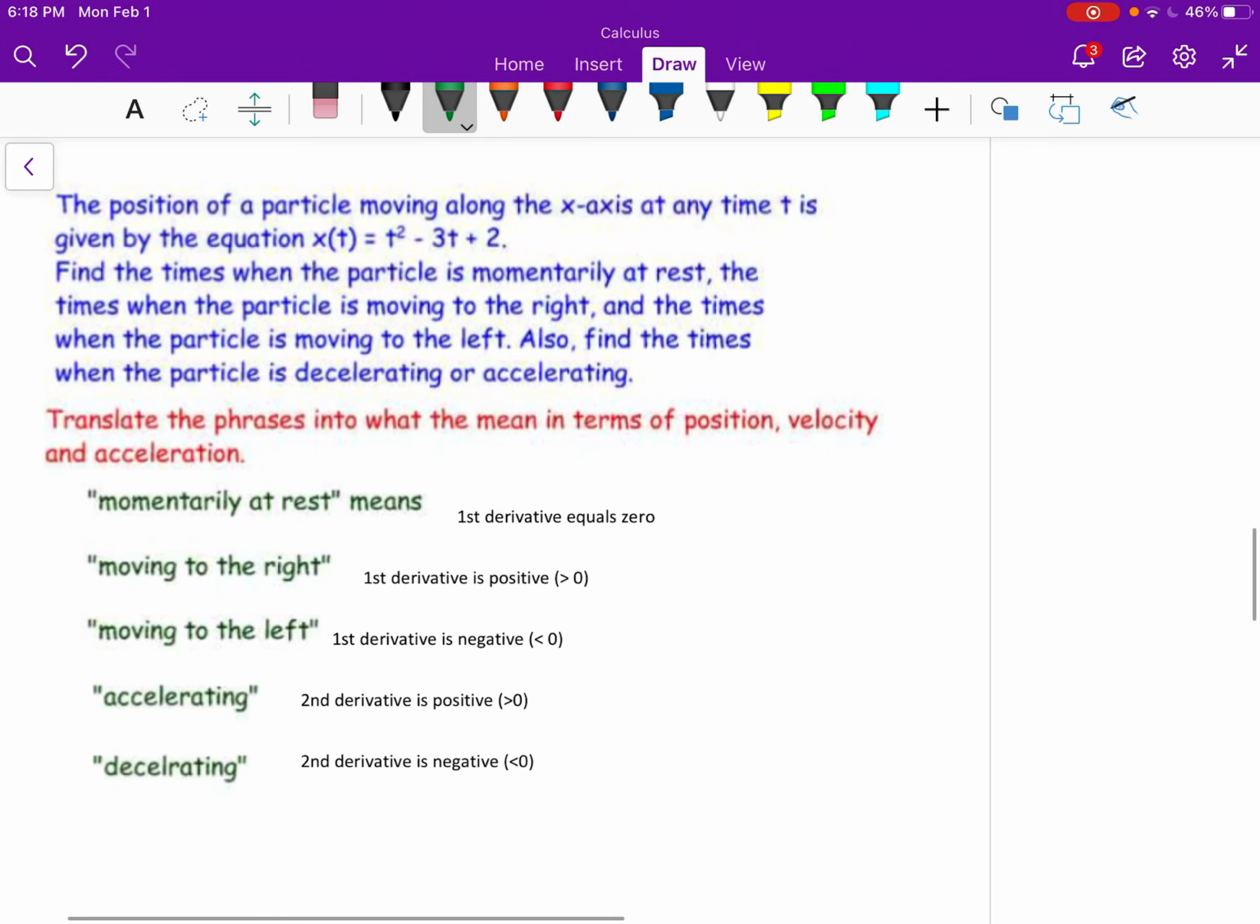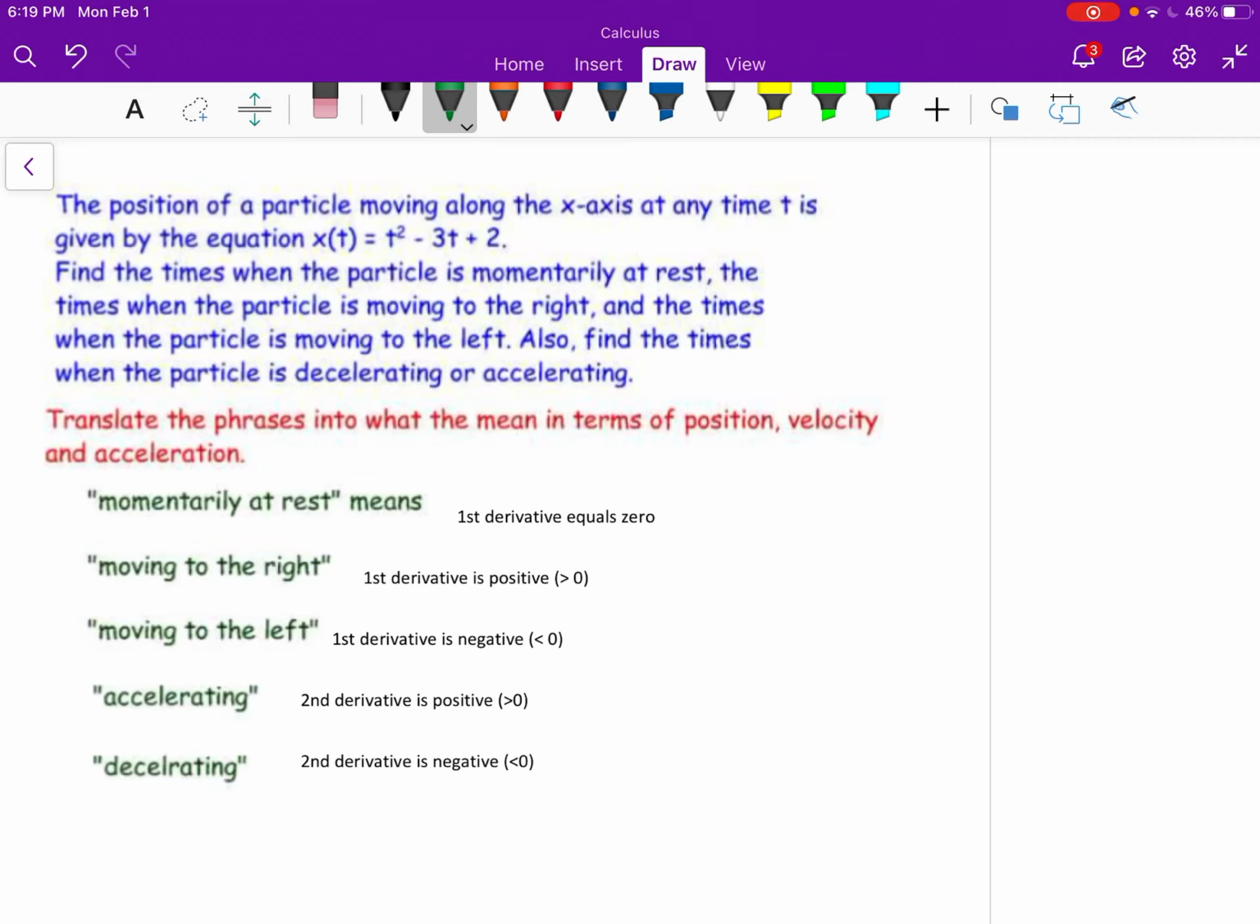Okay. We're going to talk about a few things here. When you read through problems or think through some problems, you know what it's asking about. It says the position of a particle moving along the x-axis at any time t is given by the equation x of t equals t squared minus 3t plus 2. Find the times when the particle is momentarily at rest, the times when the particle is moving to the right, the times when the particle is moving to the left, and find the times when the particle is decelerating or accelerating.